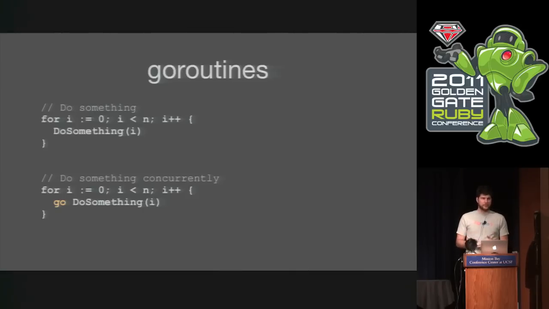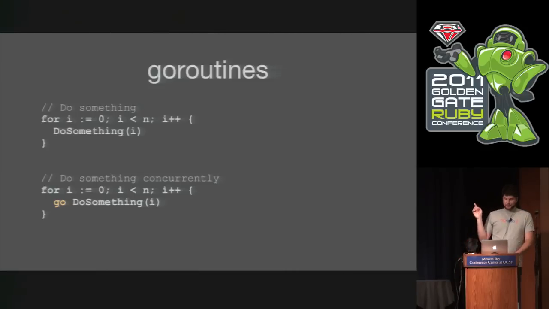I know when you're writing servers, the thread per connection model often will cause your server to explode if you have too many connections, but a goroutine per connection is actually a really useful and practical way to do things. So in this case, the first example is pretty simple. It's just going to call something I times.